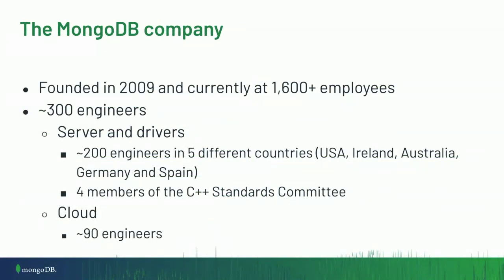One of the organizations that I belong to is called Server and Drivers, and it has about 200 engineers in 5 different countries. Our biggest office is in New York, but we have offices in Ireland, Australia, Germany, and now in Spain. Also, one interesting fact to mention is that 4 of the members of the server team are on the C++ committee, which gives us benefit in influencing some of the decisions and how the APIs are built, but also causes some very heated, opinionated discussions during code reviews about how things should be implemented. So it's a double-edged sword.